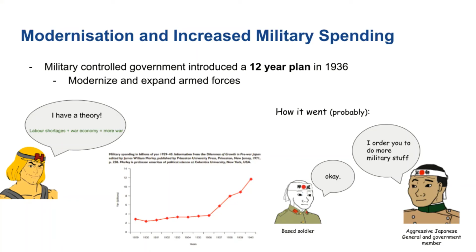Modernization and increased military spending. The military-controlled government introduced a 12-year plan in 1936 with the aim of modernizing and expanding the armed forces in Japan and ultimately the territory Japan owned. I have a theory. Labor shortages plus more economy equals more war.